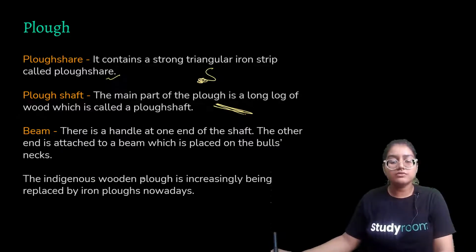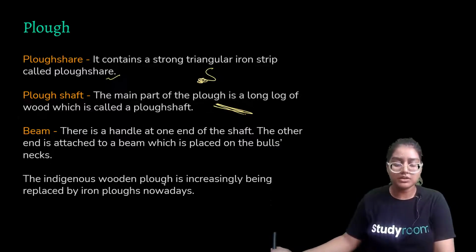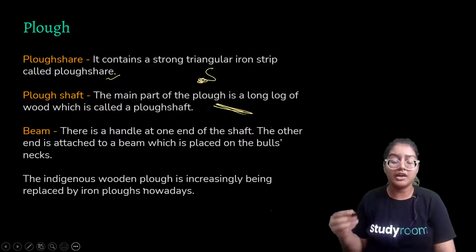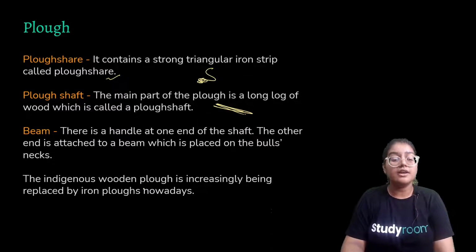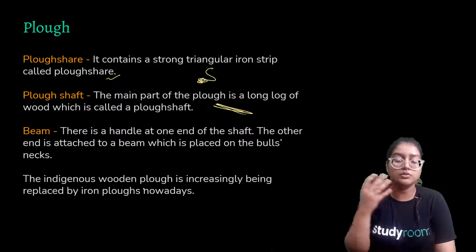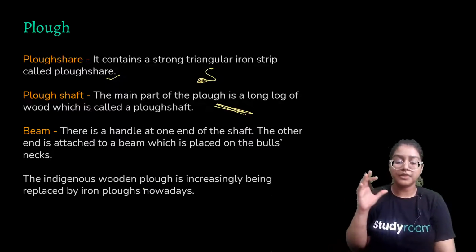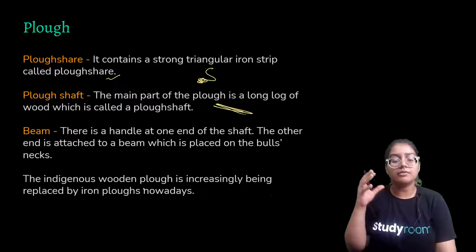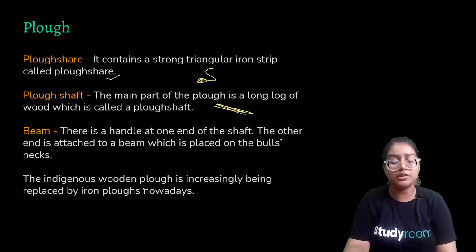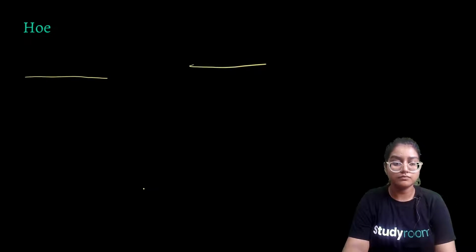The indigenous wooden plug is increasingly being replaced by iron plugs nowadays, because we are moving ahead with these techniques, with industrial civilization. So now we have moved ahead from the ancient way of practicing to a new way of practicing. Now everything is being replaced by machines. So now we have developed iron plugs with the new technology.